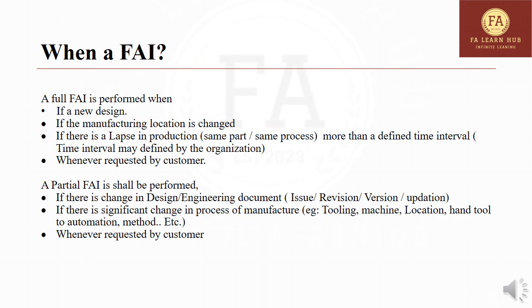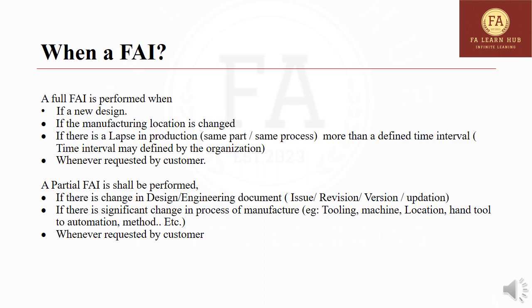When do we need to do an FAI? As I indicated earlier, there are two types of FAIs: one is full FAI and one is partial FAI. When do we need to do full FAI? If a new design is released and we need to go with bulk production, prior to bulk production we have to do the FAI. If the manufacturing location is changed, previously we did this part at one manufacturing location, now my company's production site has changed, it means we have to do the full FAI.